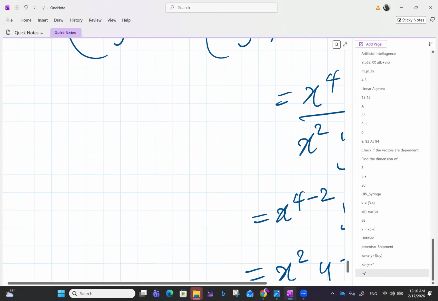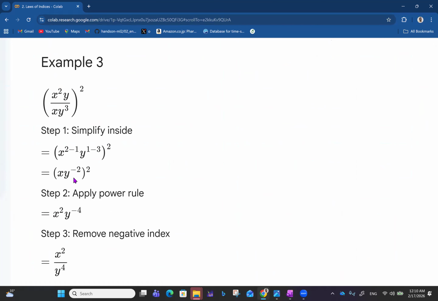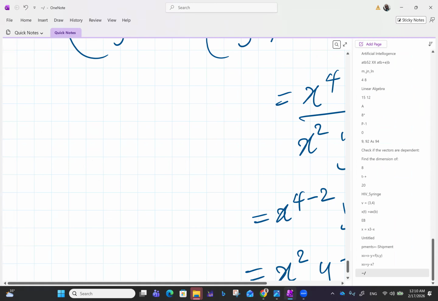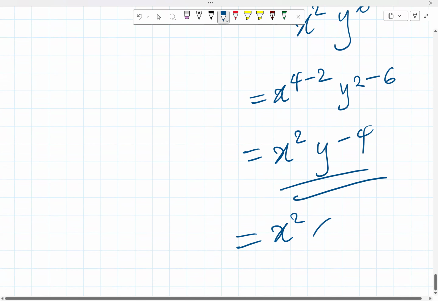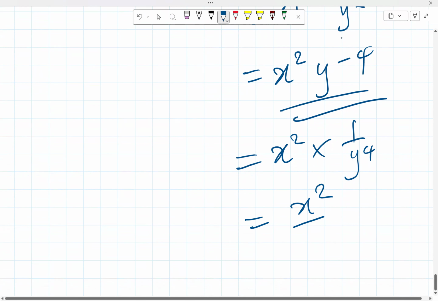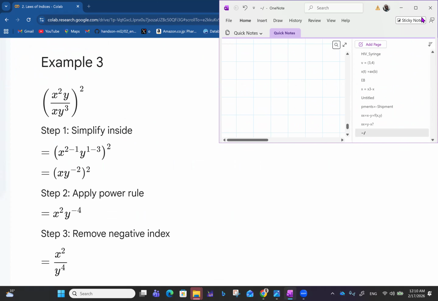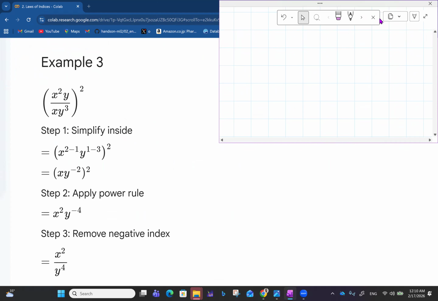What is done on this page is that you simplify inside first, that's x raised to power 2 minus 1, then y raised to power 1 minus 3, and then you square. If you want to remove the negative index, you can then have x squared over y raised to power 4. In this case, we can do the same: x squared times 1 over y raised to power 4. That means we have x squared all over y raised to power 4, like that.